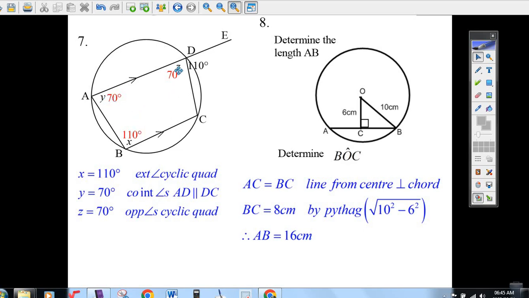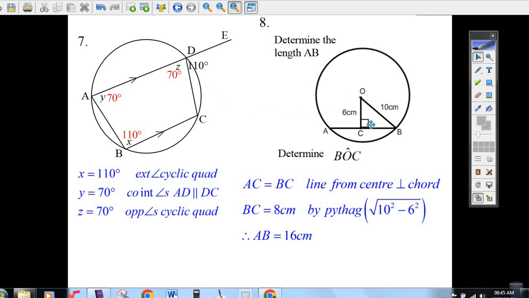Now, you could get Z is 70 degrees because of opposite angles in a cyclic quad adding to 180, or you could use angles in a straight line. It's 70 degrees. Sometimes there's more than one way. Sometimes there's many ways, you can still get the right answer. And so there you go.